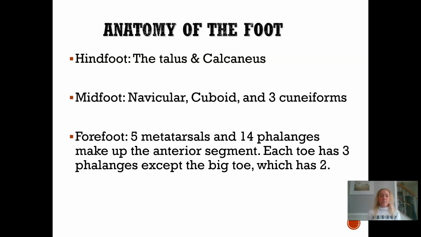The hind foot is made up of just the calcaneus and the talus, so two bones there. The midfoot is five: the navicular, the cuboid, and the three cuneiforms. And then the forefoot is everything else from there on up. So that's going to be your metatarsals and then your 14 phalanges.